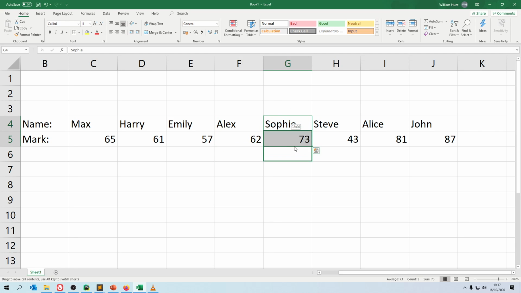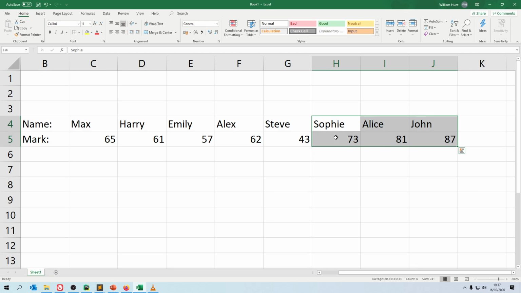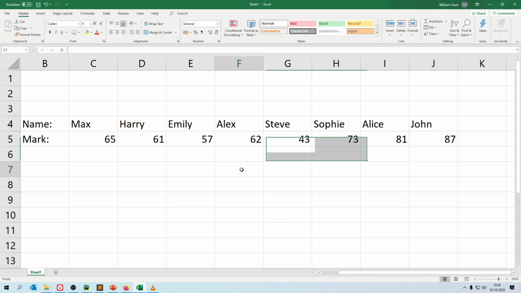And then Sophie's also greater than Steve, so Steve goes here. But Sophie is less than Alice, so Sophie's in the right place. So all three of these are already done. You notice every time you do an execution of the bubble sort, the highest value always bubbles up to the top. That's why it's called a bubble sort. John went all the way up to the top, then Alice went all the way up to the second top, and then Sophie. By definition, the highest value will always bubble up to the top.